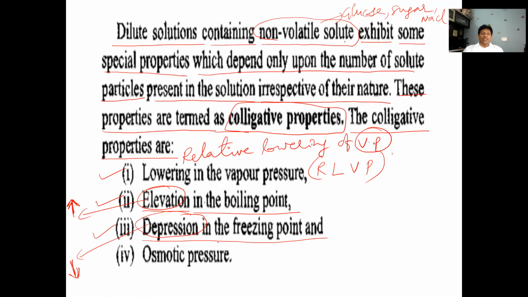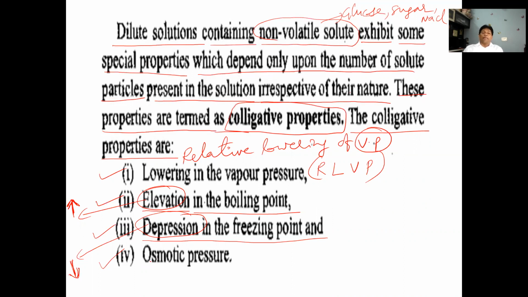Next, what is the fourth one? Osmotic pressure. The fourth colligative property is osmotic pressure. You might have heard of the diffusion property, the property of gases in which particles move from a higher concentration region to a lower concentration region. That is called diffusion of gases. Graham's law of diffusion of gases we have discussed.